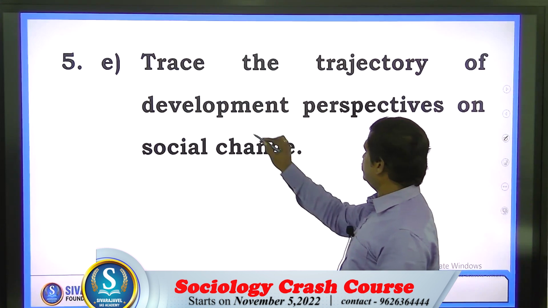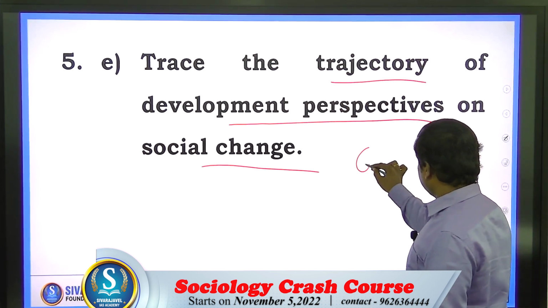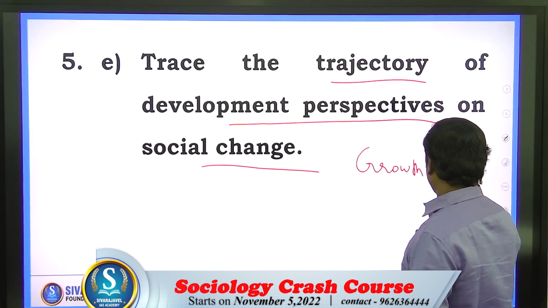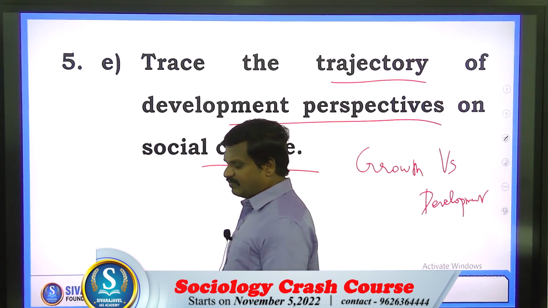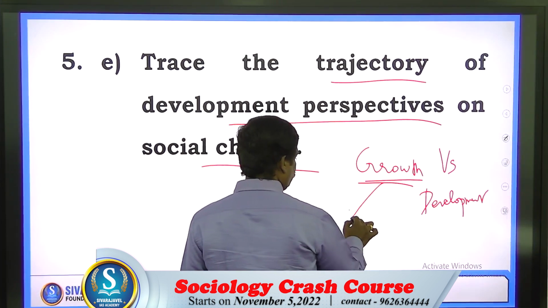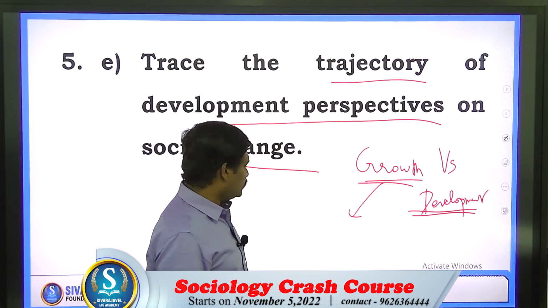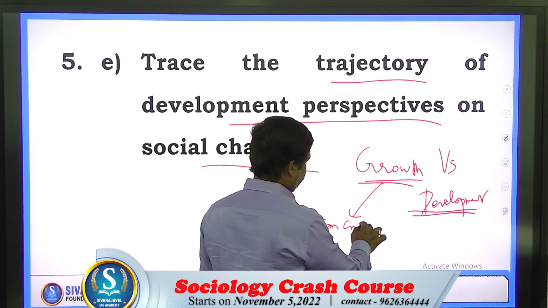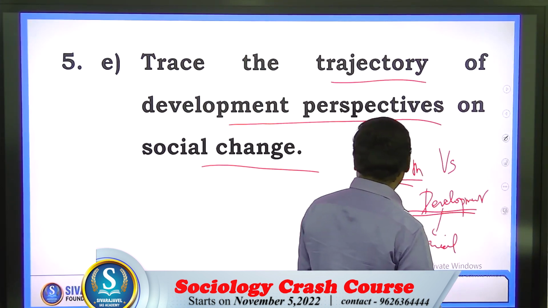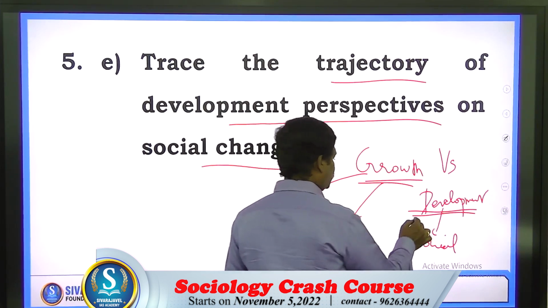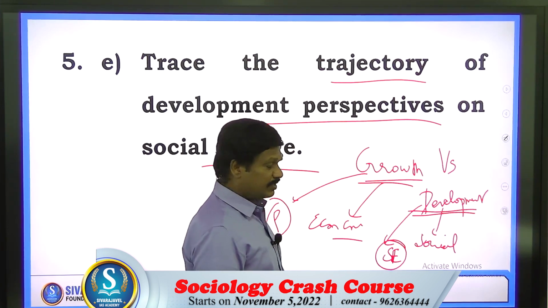5e, development perspective on social change. Trace the trajectory. See, the earlier perspective was growth perspective and later on it became developmental perspective. Now, what is growth? What is development? The demands of development are beyond the demands for growth. Growth can be measured based on the economic criterion, development should be measured based on social criterion. Growth wants to remove poverty, development wanted you to remove not just poverty but comprehensive social exclusion.